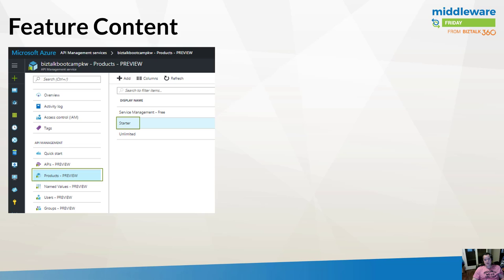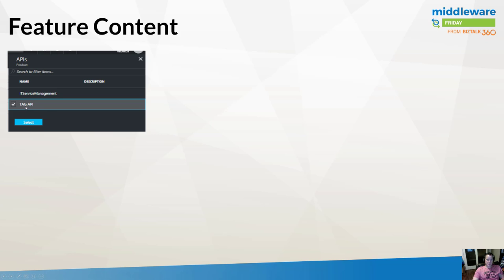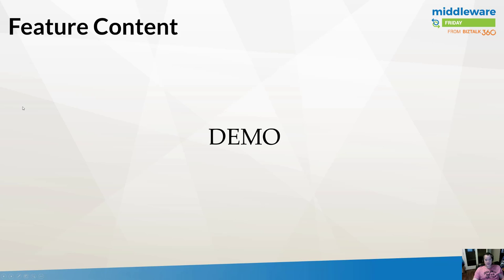But now what we need to do is associate our account to a product so that we have a subscription key being populated when we're in the API management developer portal. So click on products preview, and then go ahead and click on a product, or you can create a new one if you wish. But for the purpose of this demo, I'm just going to select starter. I'll then want to click on APIs, followed by add. I'll then select my API, which is called tag API. And that's it. We've now configured our Azure function to be protected by API management.